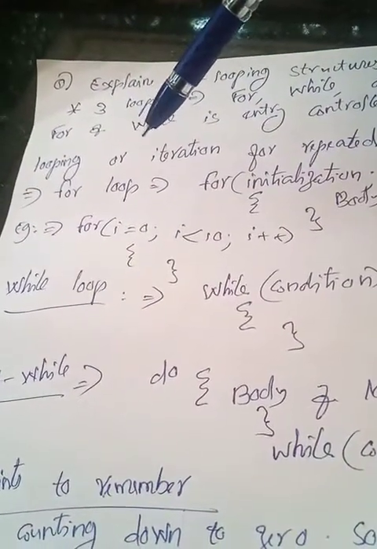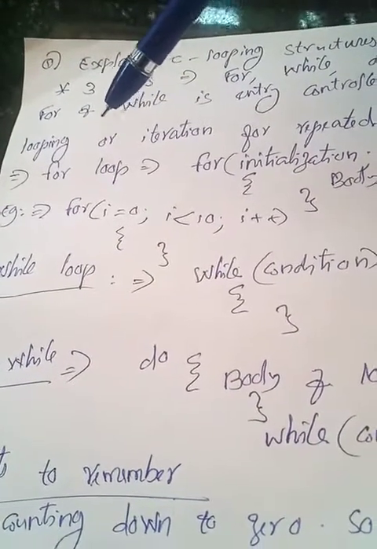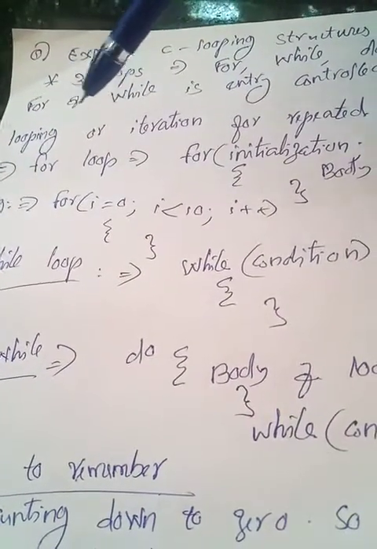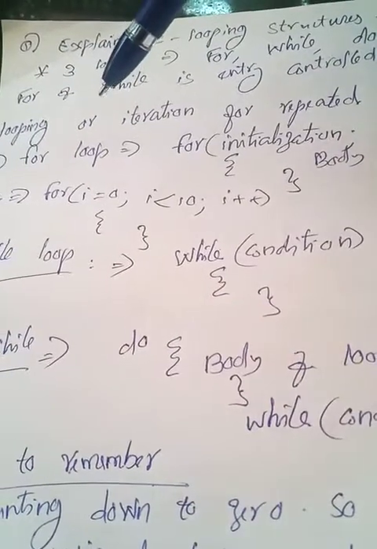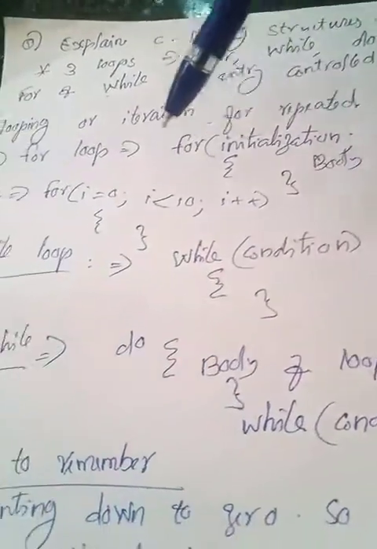Looping means repeated operation or iterations. If we need a repeated operation, we need to go for looping structures. So there are 3 loops in C programming: for, while, and do while.